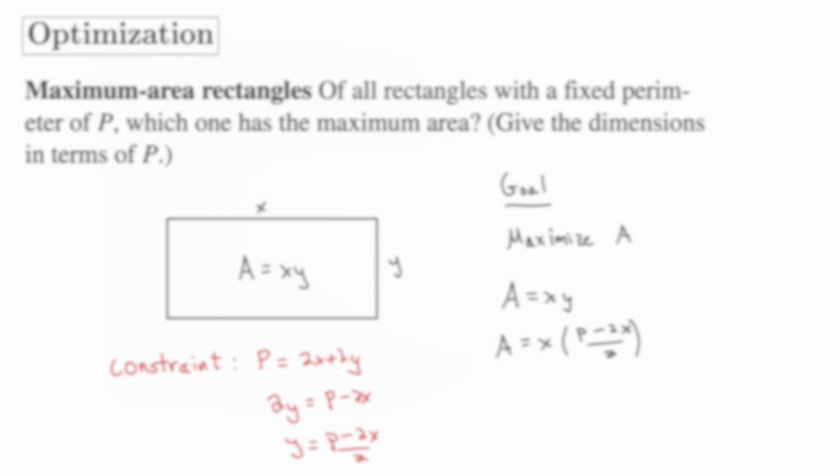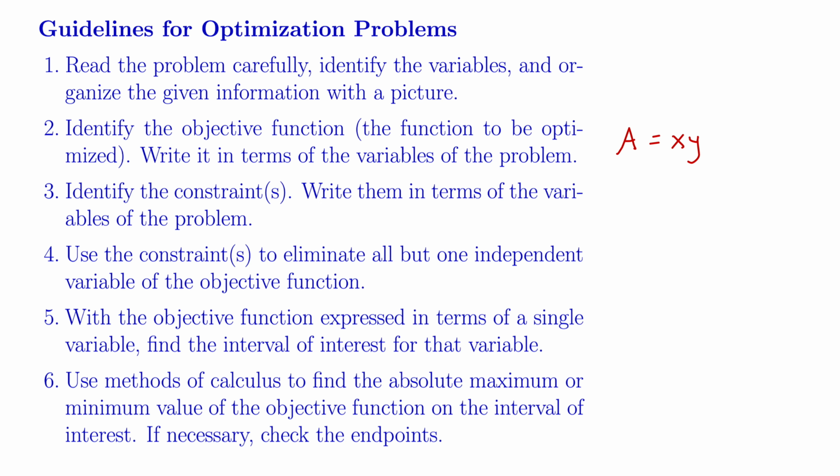Back to our guidelines. On to steps 5 and 6. Step 5, with the objective function expressed in terms of a single variable, find the interval of interest for that variable. The extent to which this interval of interest is necessary is questionable. Oftentimes you don't really need that, but we'll do it in this case. But in most problems you can kind of skip this and everything's going to be fine. But I suppose it helps to think about it from time to time.